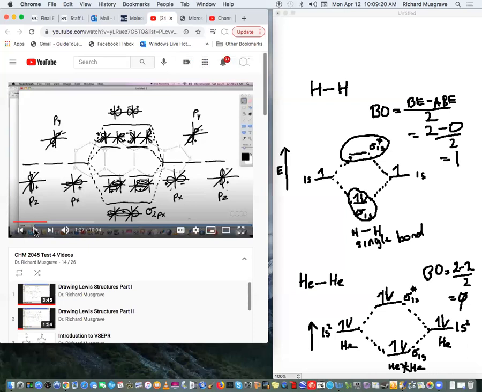Now, the only kinds of orbitals that can combine are the ones that will allow for overlapping orbitals. So what I'm saying here is that a px can combine with a px, a py can combine with a py, and a pz can combine with a pz, because we can get these orbitals to overlap because they're in the same area of space. What we can't do is get a py to combine with a pz.